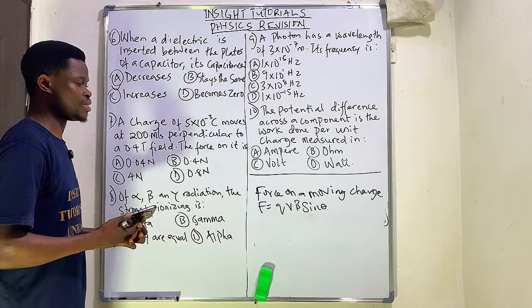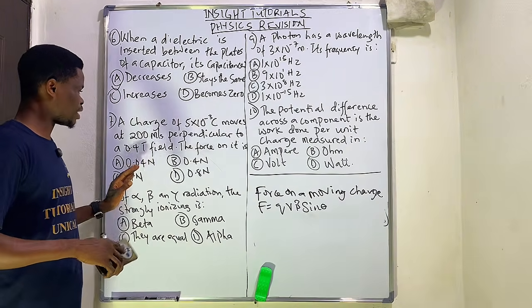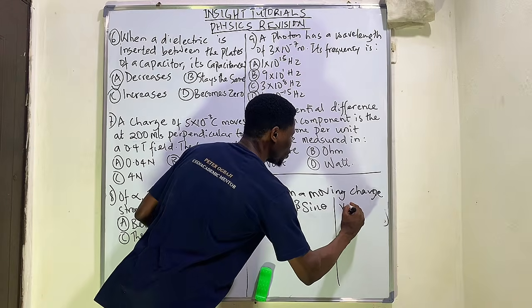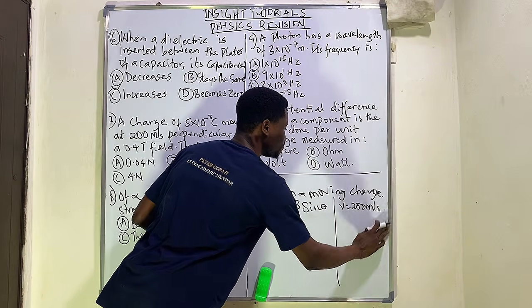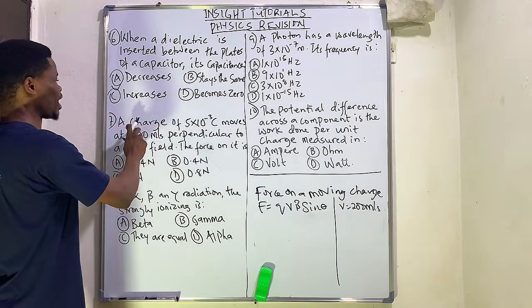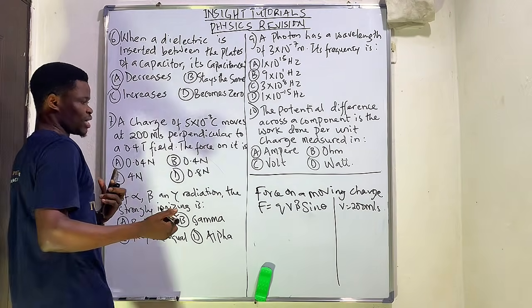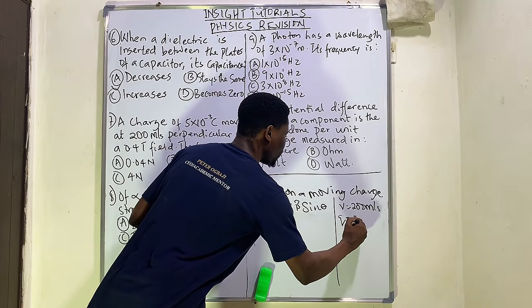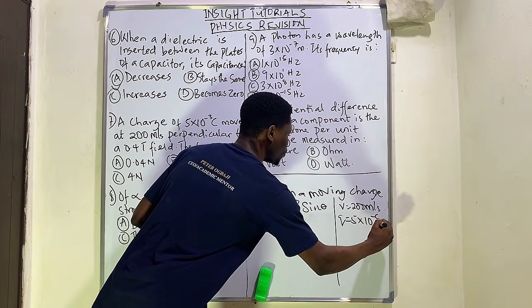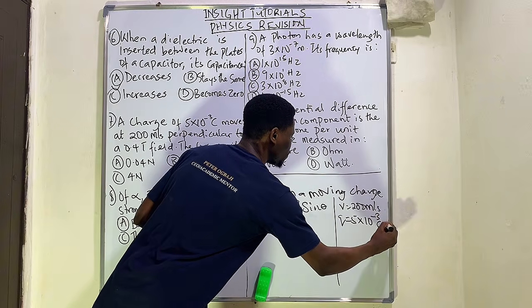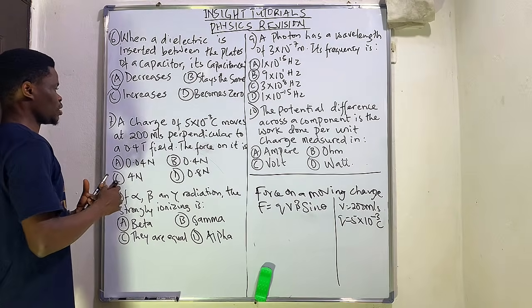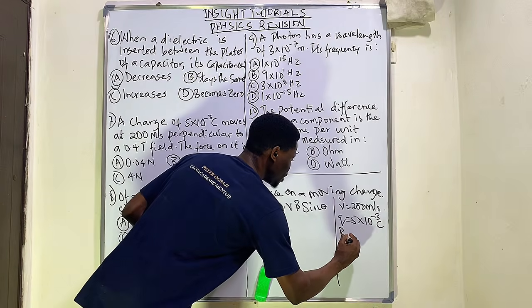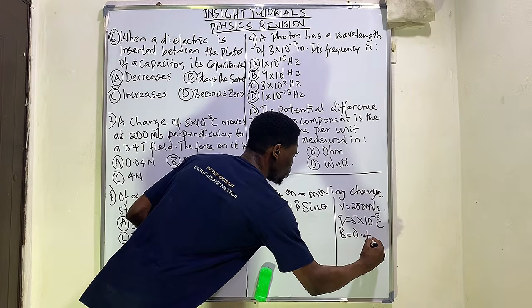Now, from what we have here, we have our velocity as 200 meters per second. And we have the charge as 5 times 10 to the power of minus 3 coulomb. And then it is perpendicular to 0.4 Tesla, that is the magnetic field strength, 0.4 Tesla.